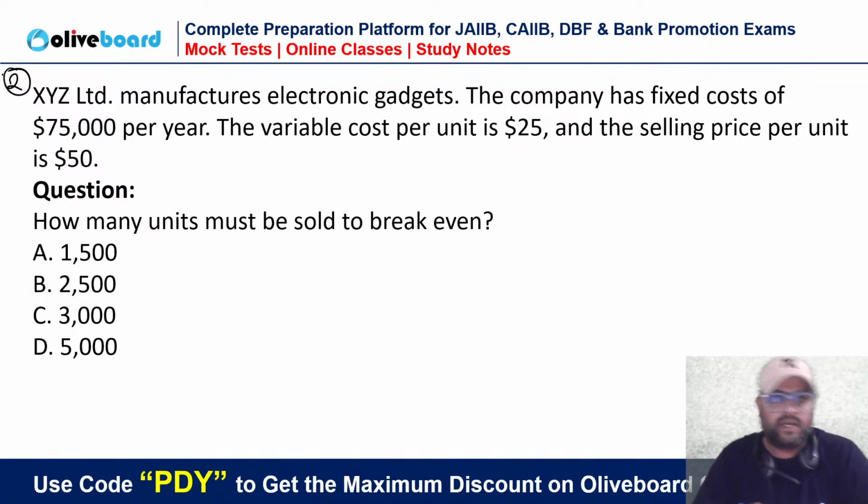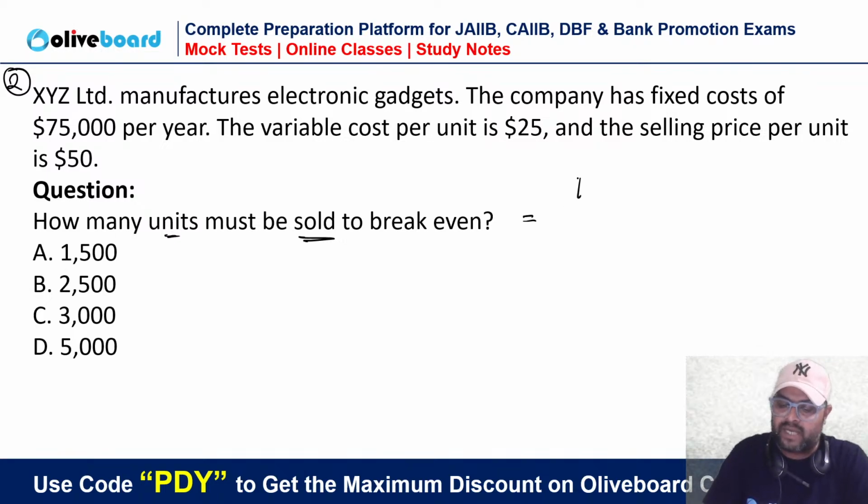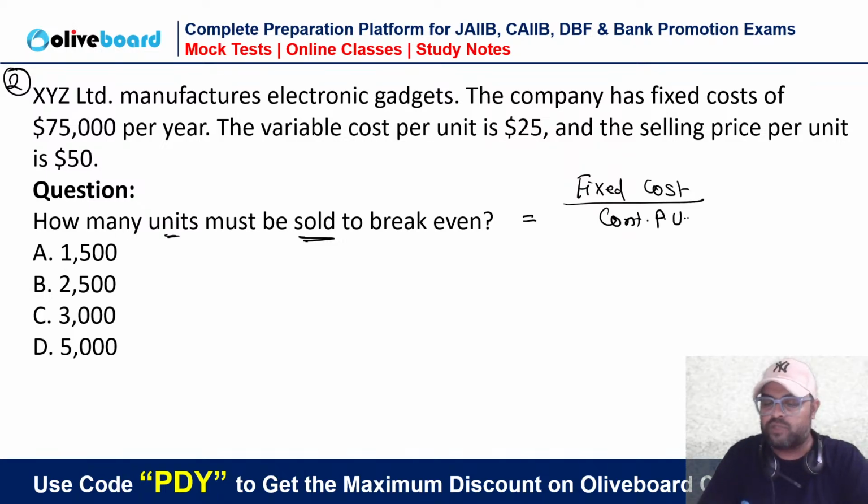Second question. There is a company XYZ Limited manufacturing electronic gadgets. Company has a fixed cost of $75,000 per year. Variable cost is $25 and the selling price is $50. How many units they need to sell for the break-even point? So units, they are asking in units. So the formula, we just discussed the formula. Fixed cost divided by contribution per unit. How can we calculate the contribution? Sales per unit minus variable cost per unit. Let's put the values in the formula.